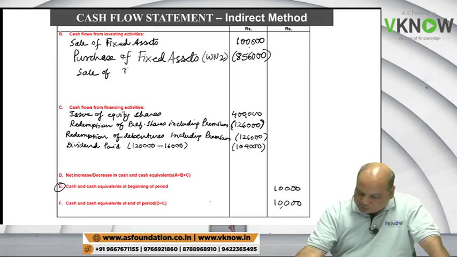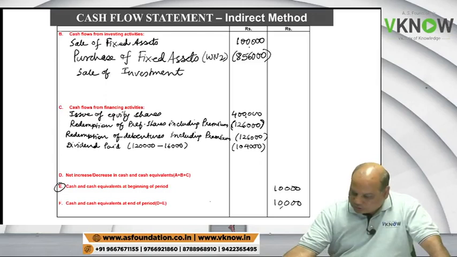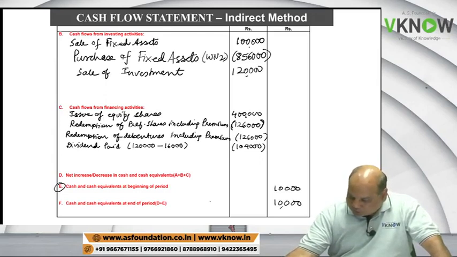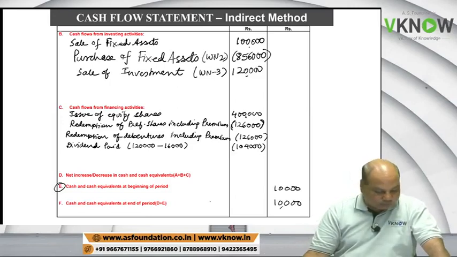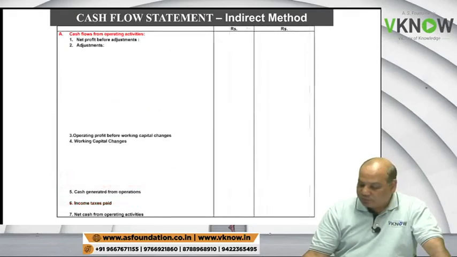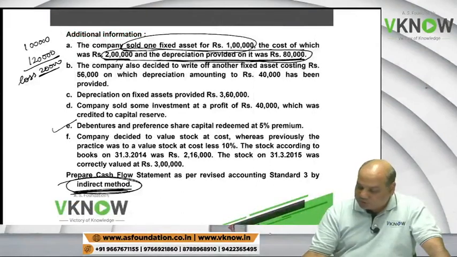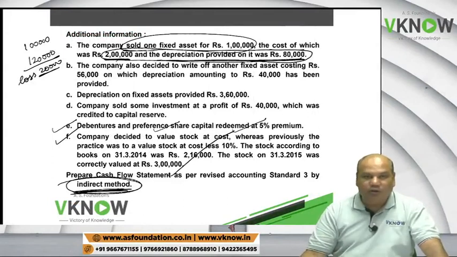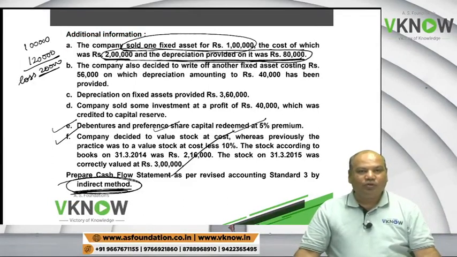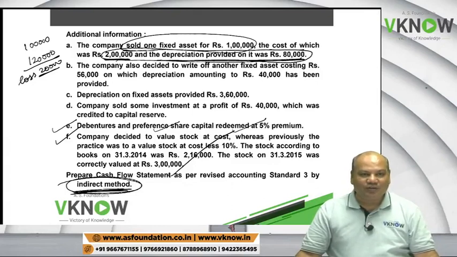Now we'll go to cash flow from investing activity, sale of investment. It is given in the question. Investment was sold. So that comes to positive number 1,20,000, and the source of the information is working note 3. Very good. Point number D we have done, E also we have done. Point number E is debenture and preference share redeemed, done. Point F, stock, done. Oh, all adjustments are over. All working notes are also tallying.